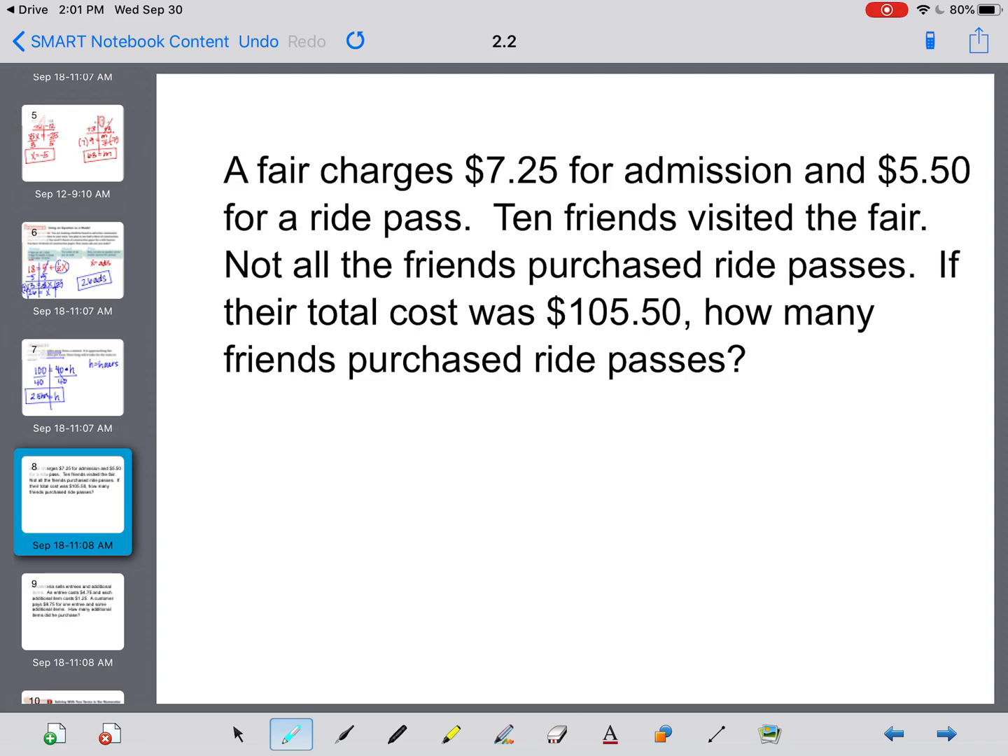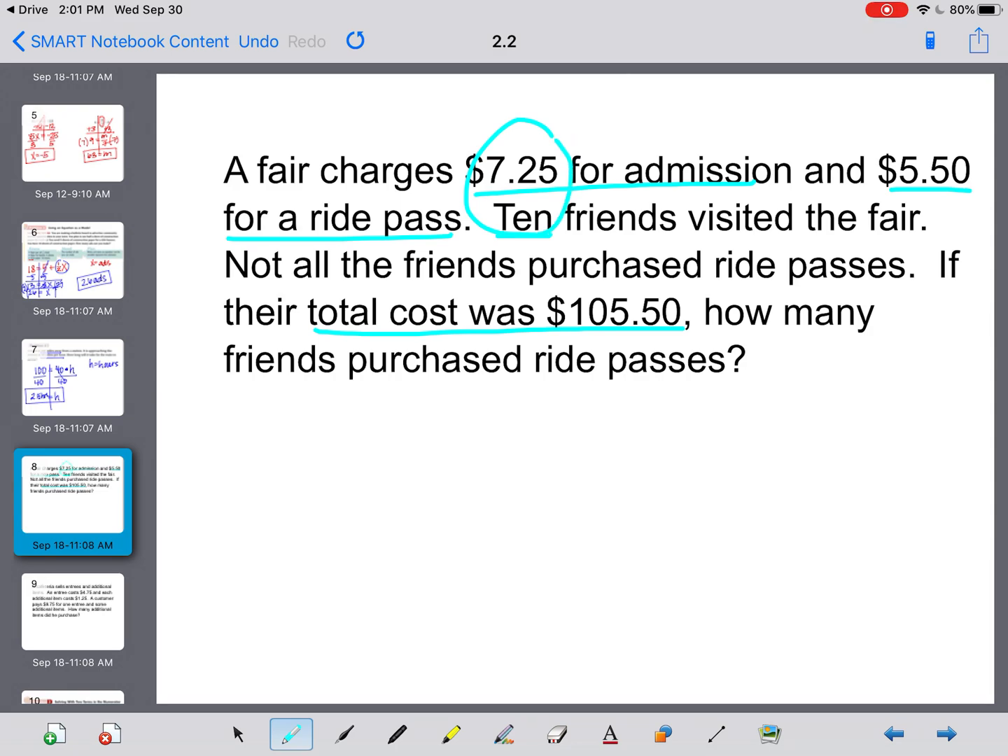A fair charges $7.25 for admission and $5.50 for a ride pass. 10 friends visited the fair. Not all the friends purchased ride passes. If their total cost was $105.50, how many friends purchased ride passes?